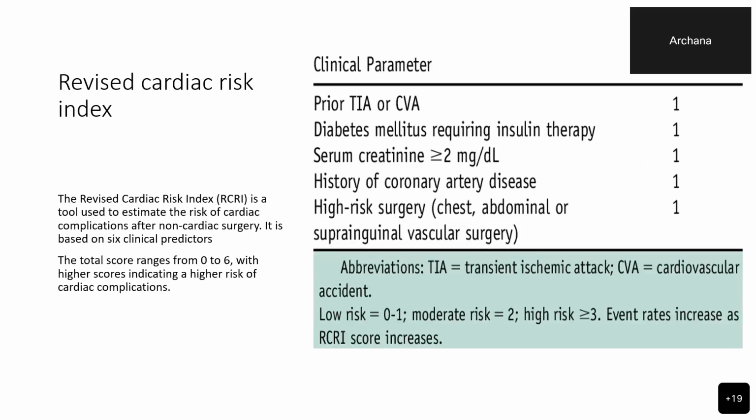So this is the revised cardiac risk index. It is a tool to estimate the risk of cardiac complications after a non-cardiac surgery. It includes basically the 6 predictors you can see here: CVA, diabetes mellitus requiring insulin, serum creatinine more than 2, coronary artery disease history, and high-risk surgeries like chest and abdominal surgeries. Based on this, the total score ranges from 0 to 6, from low risk to moderate and high risk, to indicate the cardiac complication.